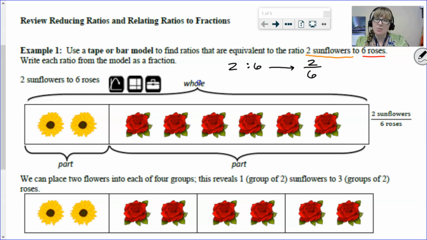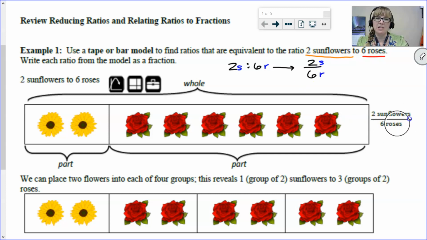Something that does need to be mentioned is whenever we're looking at ratios, we need to make sure that we are understanding that these are comparisons of 2 quantities. So I do want to make sure that I am including units of measure. It's not just 2, it's 2S for sunflowers. And it's not just 6, it's 6R for roses. That's how we differentiate between a fraction and a ratio. A ratio would include those same units of measure, like S for sunflowers and R for roses.